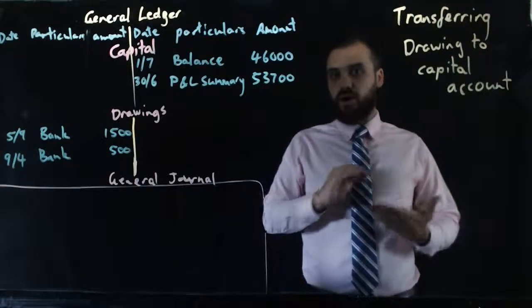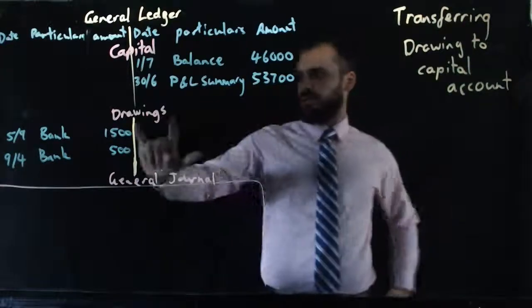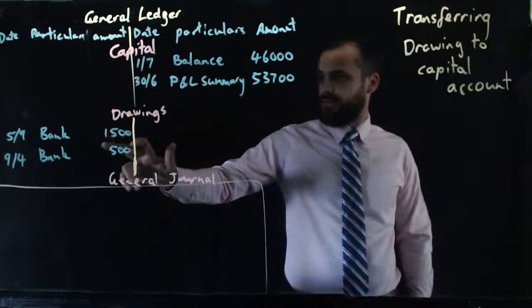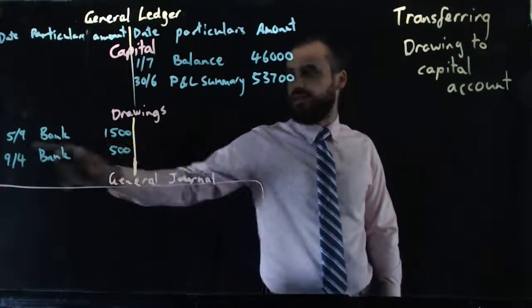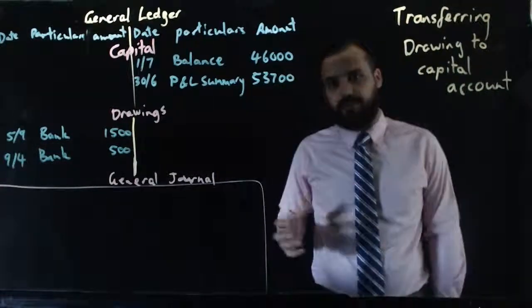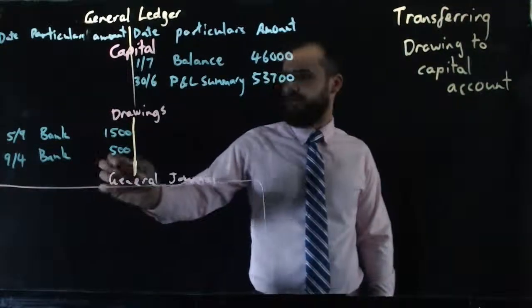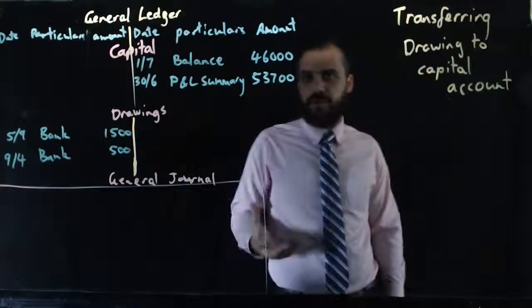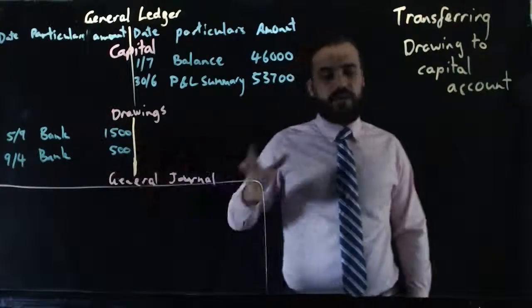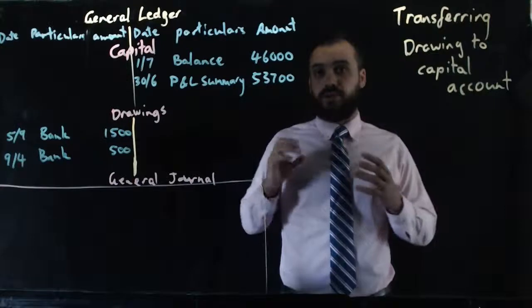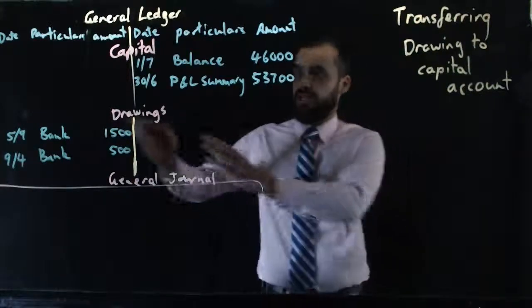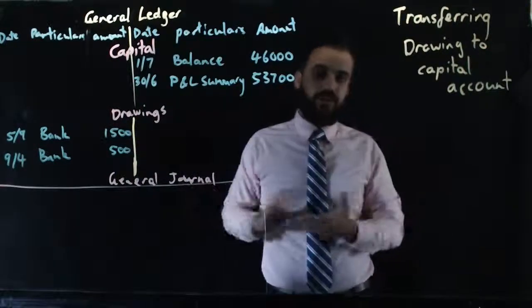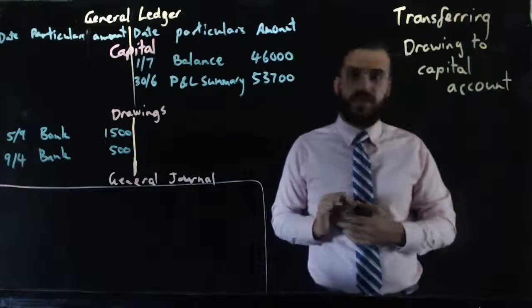Okay, now over the course of the financial year, the owner must have done two things. Well, among other things, he must have taken $1,500 out on the 5th of September for his own personal use. He also must have taken $500 out on the 9th of April for his own personal use. Now, those drawings, remember, are like negative capital. So the next thing that we do here is transfer this over into our capital account, and we close down our drawings account. So let's go through that so we can see what that looks like.